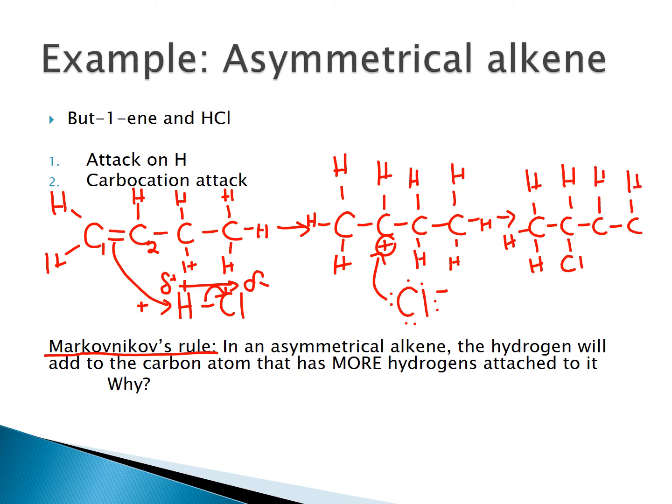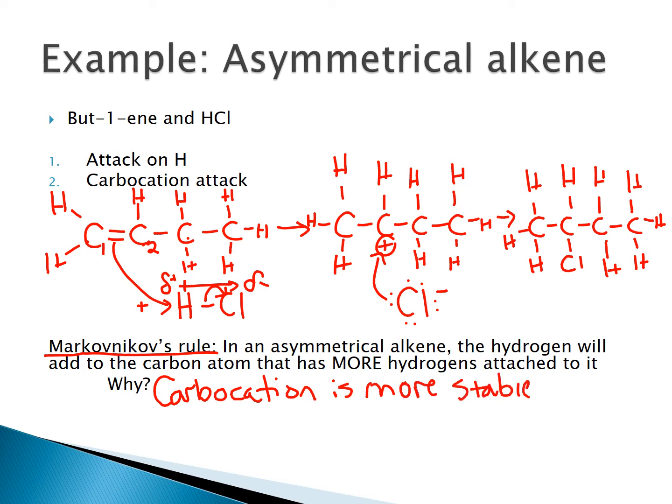Now, when we're thinking about why it happens this way, we have to go back to what we learned in 10.1 about carbocation stability. So the more carbon atoms a carbon is attached to, the more stable the carbocation will be. So a tertiary carbocation would be much more stable than a primary. So here, carbon 2 is bonded to 2 other carbon atoms. Okay, so that's going to be a more stable carbocation. So the carbocation is more stable when there are more carbons attached.